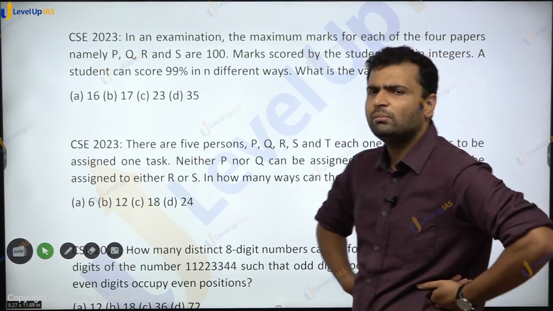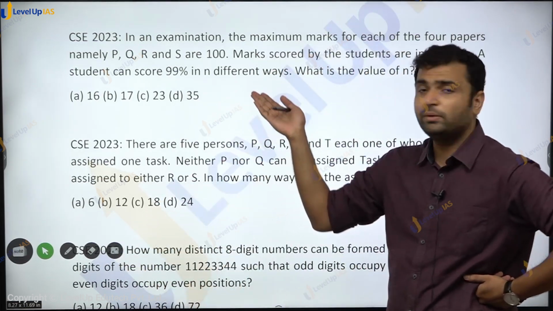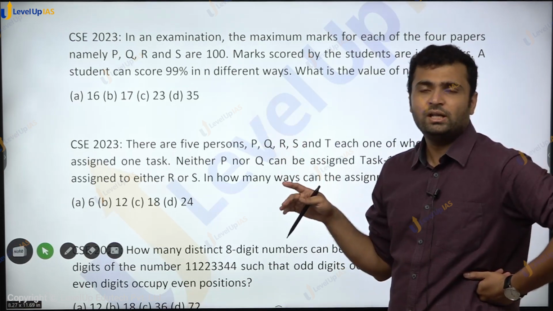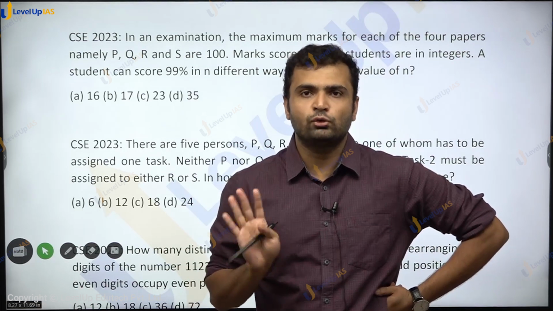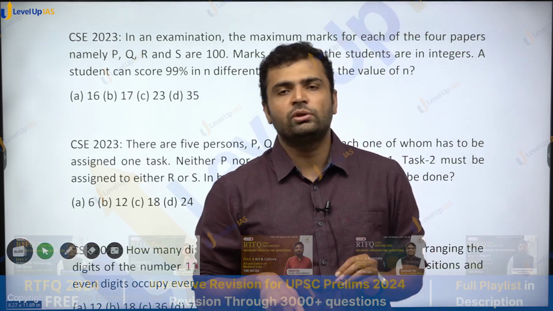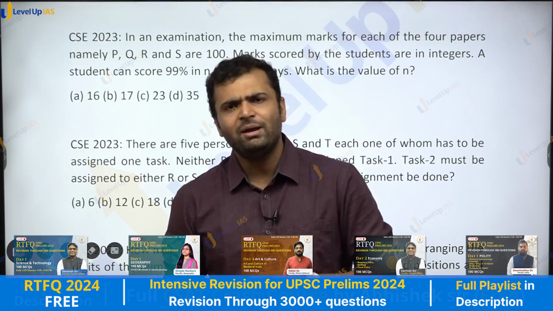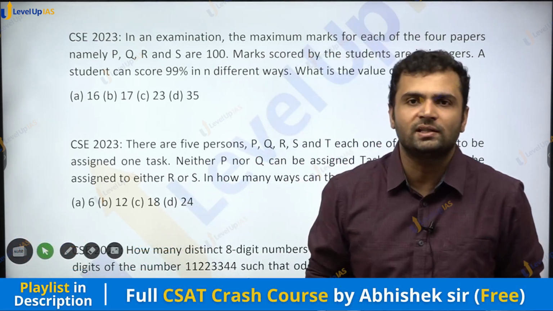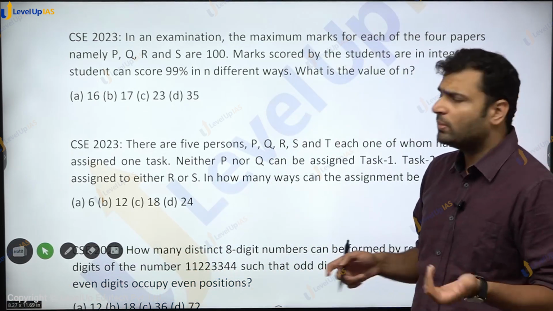So 99% marks out of 4 papers, 400 marks. So 99% means 396 marks, right? 4 marks have to be lost, it is easier to think about it in terms of lost marks instead of marks gained. Why? Because dealing with 4 is easier than 396. That is the reason. So we want to lose 4 marks in 4 papers.